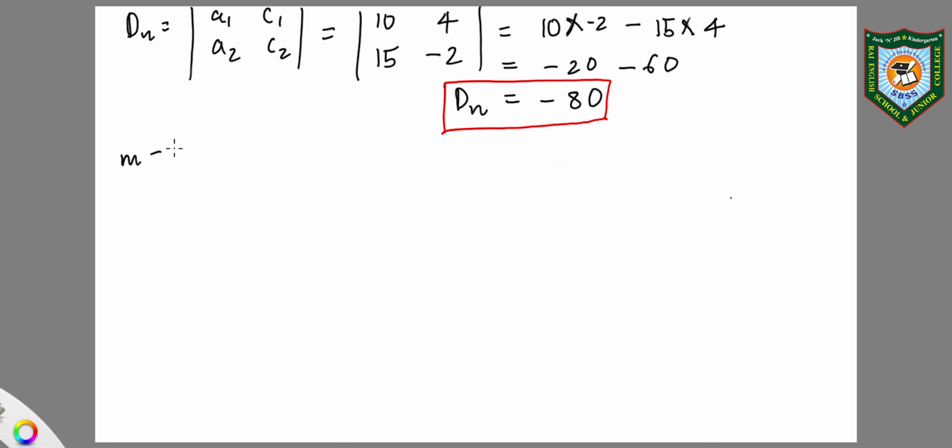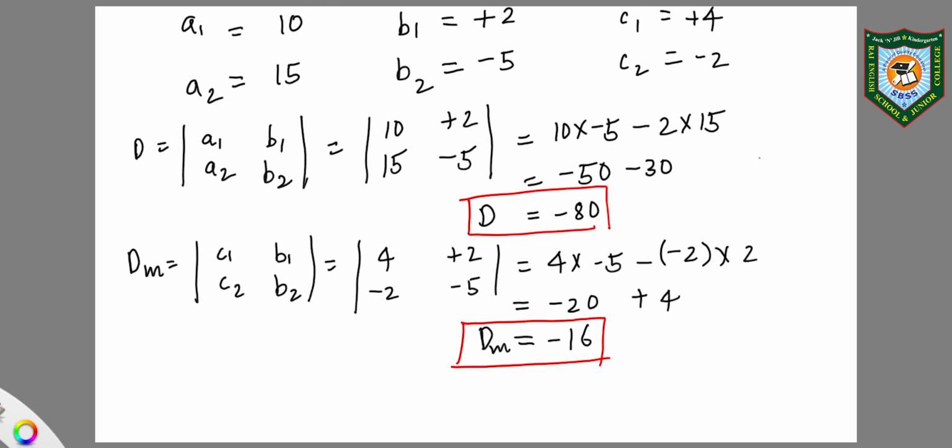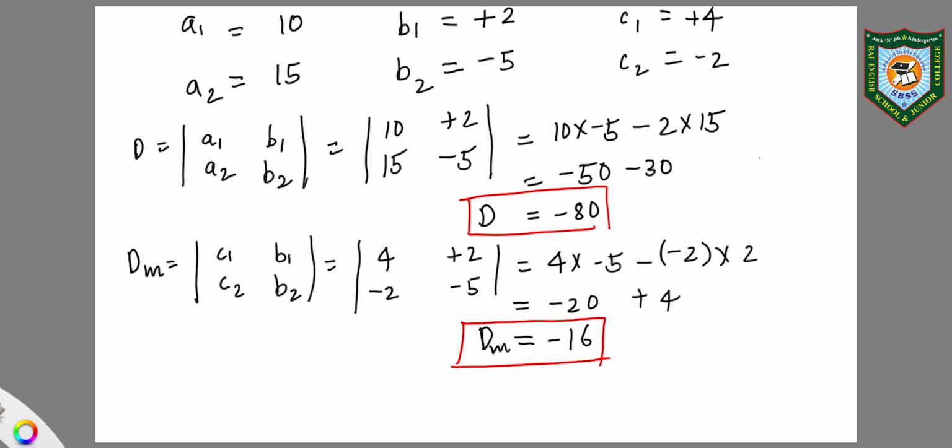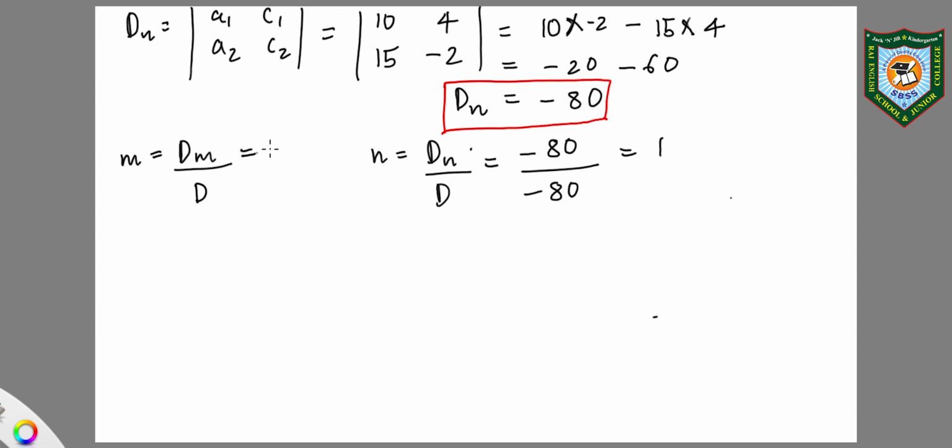So now m is equal to Dm divided by D, and n is equal to Dn divided by D. Now Dn value is minus 80, my D value is minus 80. So this is minus 80 by minus 80, which is equal to 1. My Dm value is minus 16, and D value is minus 80. So m is equal to 1 by 5, and n is equal to 1.